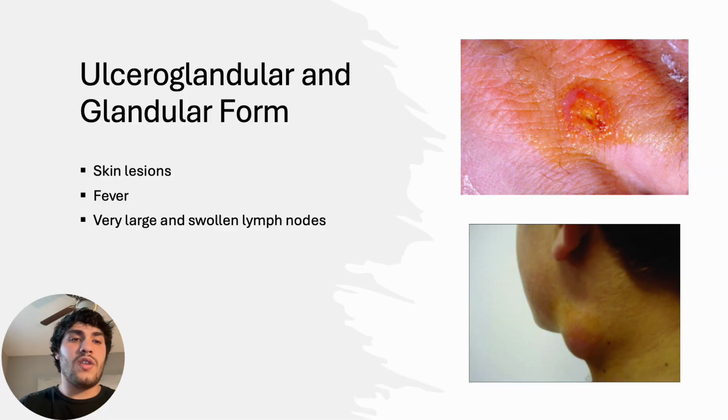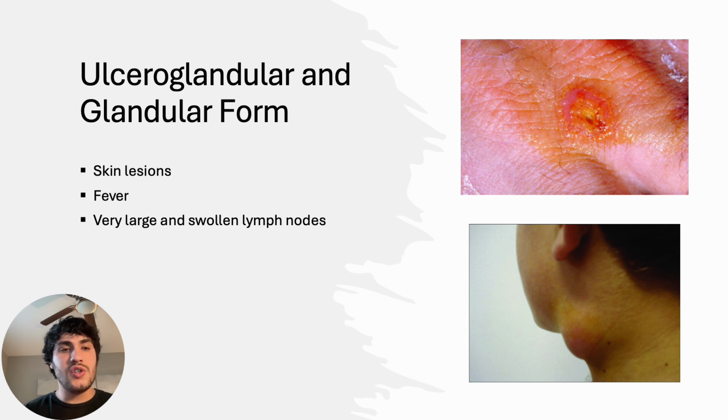So in the ulceroglandular and glandular form, we'll see those skin lesions, which are one of the first signs that you'll end up seeing, and it's very difficult to diagnose at first based off of these because you might have a bunch of different mosquito bites and you don't know which one will be infected with F. tularensis. Eventually, though, that will get a lot worse and then end up scarring, like that image that I have right there.